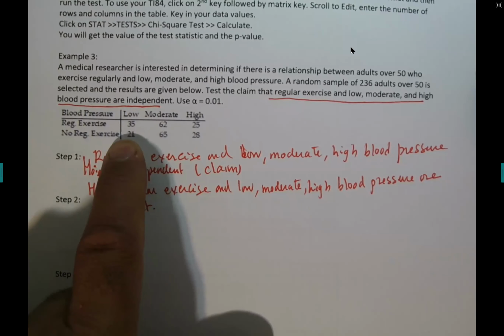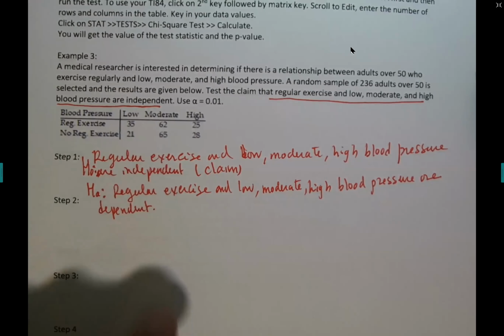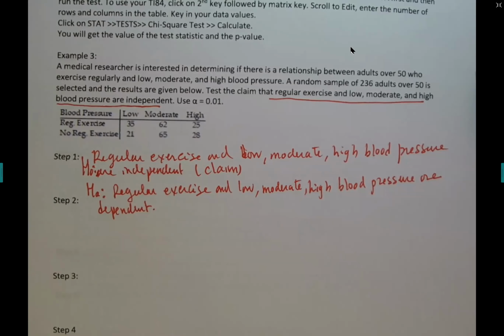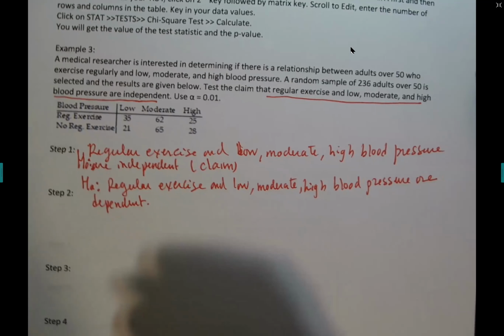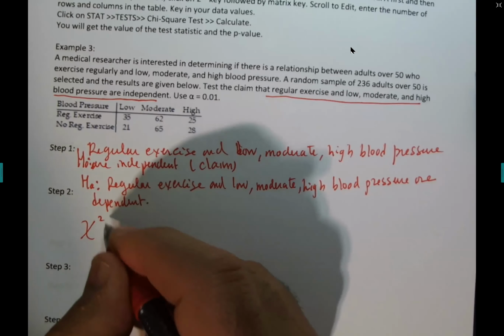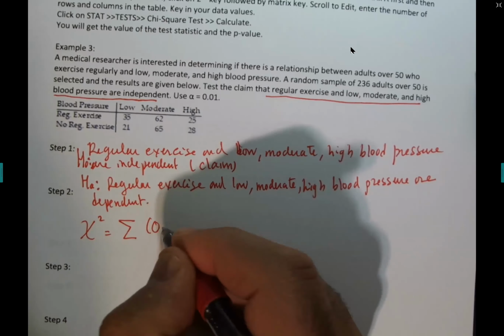So we want to see if there is a relationship between exercising regularly for people over the age of 50 and whether this will have an impact on their blood pressure. Maybe you think that it should because walking is good for you, but these are people over the age of 50, so I don't know. It could have an impact. They could be related, and probably they're not related. So we're just going to study this claim. The next step is to find the test statistic, which is this.